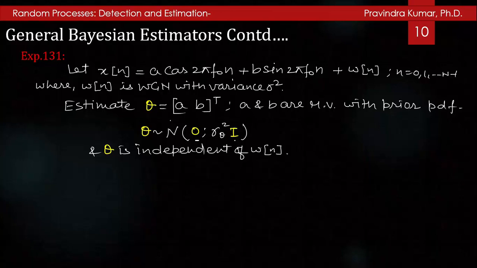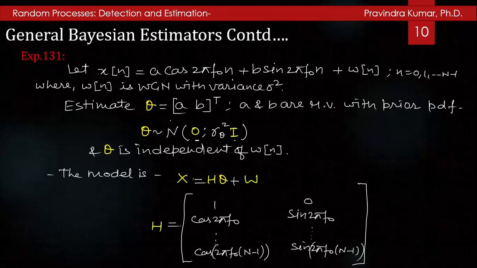This type of model is referred to as a Rayleigh fading sinusoid, used to represent sinusoids that have propagated through a dispersive medium. To find the MMSE estimator, we need to evaluate the conditional expected value of θ, and the model is x equal to Hθ plus ω, where H is the matrix with rows 1, cos 2πf0, up to cos 2πf0(N minus 1), and 0, sin 2πf0, up to sin 2πf0(N minus 1).